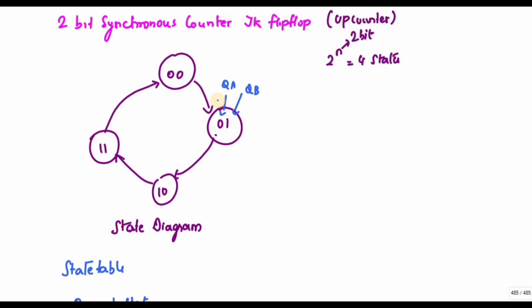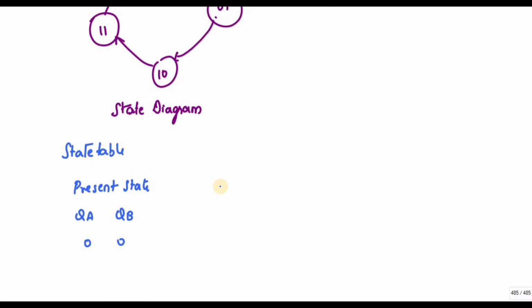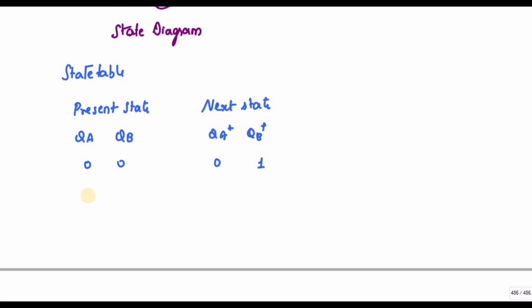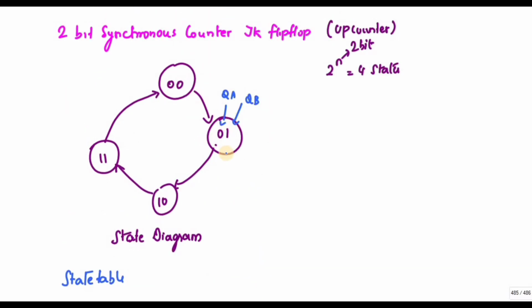Next state is 0, 1. The next state is QA plus, this is a notation. This plus means next state, it goes to 0, 1. If the present state is 0, 1, what will be the next state? It is 1, 0.